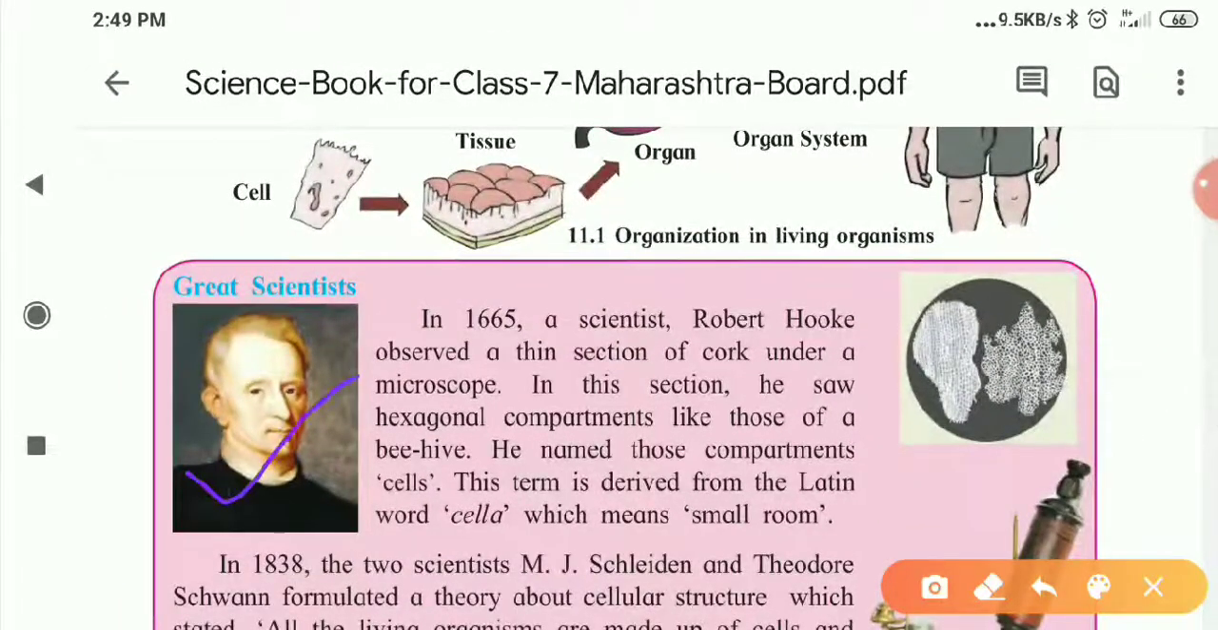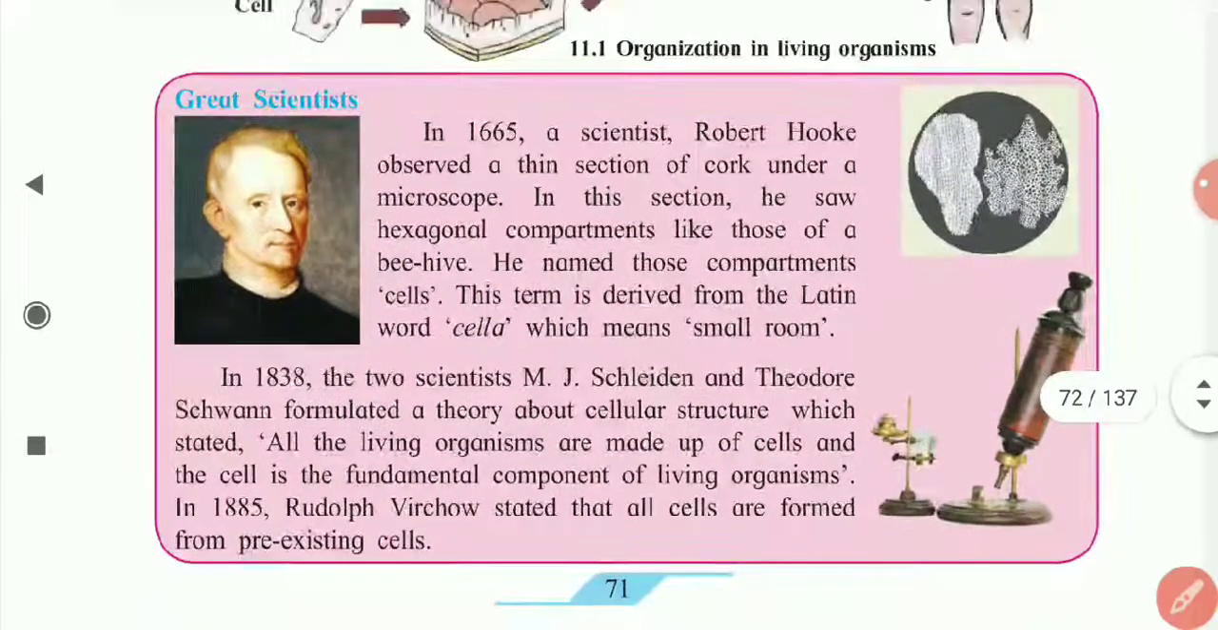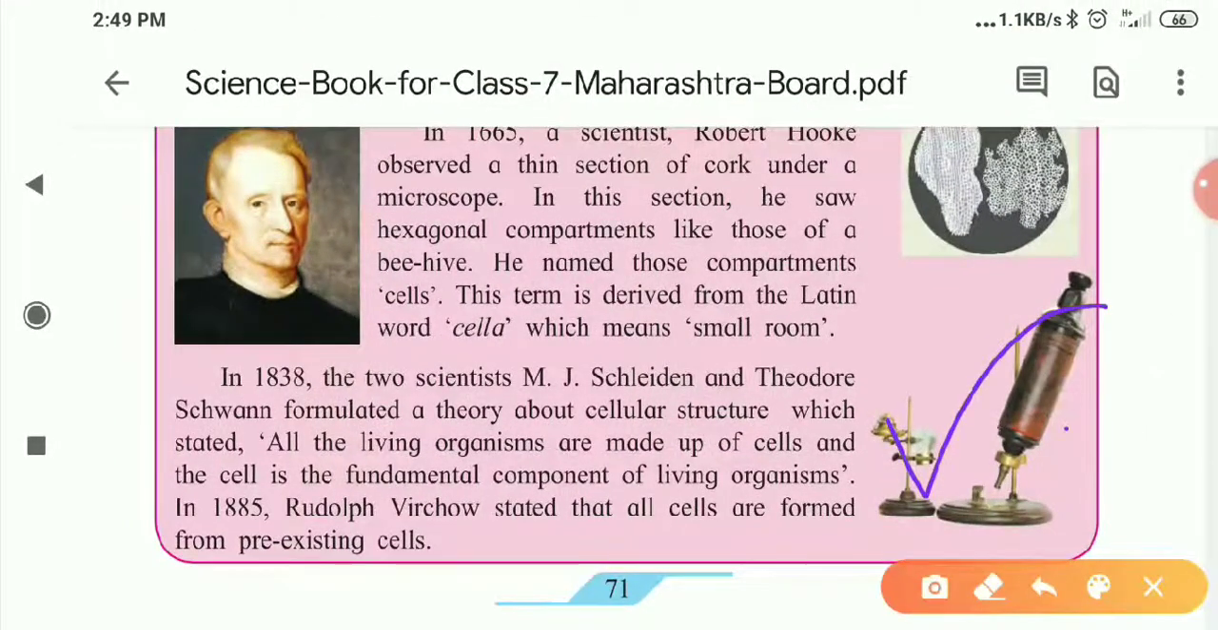Here is Robert Hooke, and he made his first microscope. Here is his first microscope. By using this he observed a section of cork, which is from a tree, under a microscope. In this section he saw hexagonal compartments like those of a beehive. He named those compartments cells. This term is derived from the Latin word cella. Cella means small room.